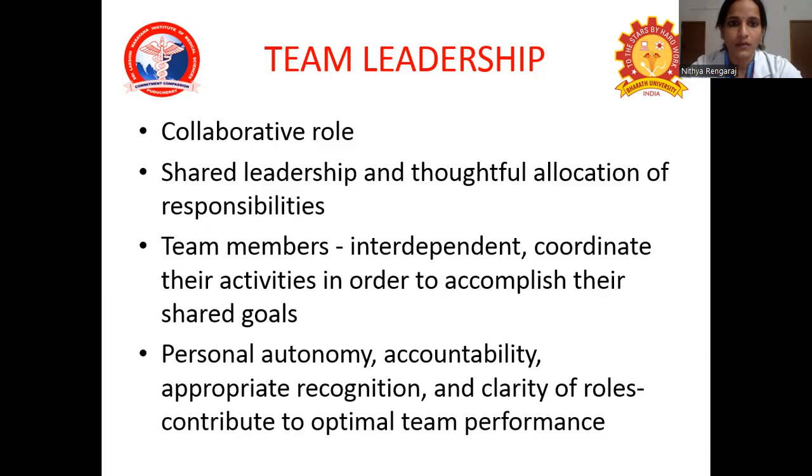Okay. So here, there's something called team leadership, which is coming up, where there is a collaborative role, shared leadership, and thoughtful allocation of responsibility. There's not one leader, but there are 2 to 3 people who share the leadership, and they also have different responsibilities. Here, the team members are interdependent and coordinate their activities in order to accomplish their shared goals. Personal autonomy, accountability, appropriate recognition, and clarity of roles contribute to optimal team performance. So, all these are important qualities of the team members.